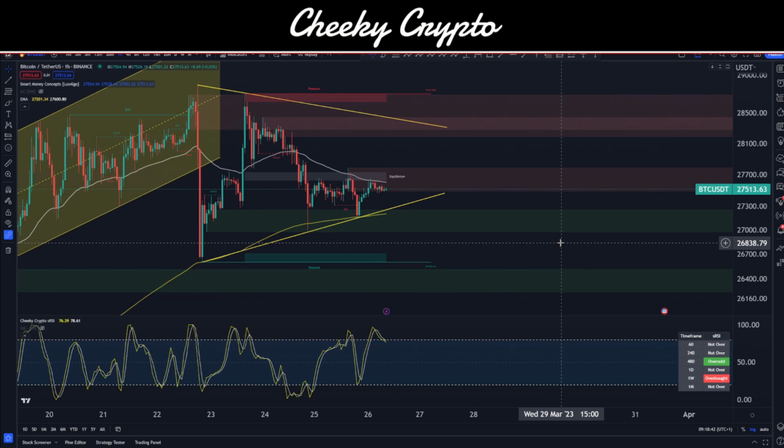Let me know what you would do down in the comments below. After we complete this structure, I would expect a bigger move to the upside. As I'm not expecting us to go impulsive to the downside, I would just look at this as a zigzag ABC corrective structure, and then we can start rallying from there.